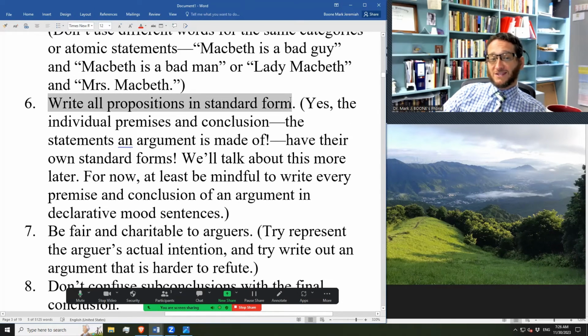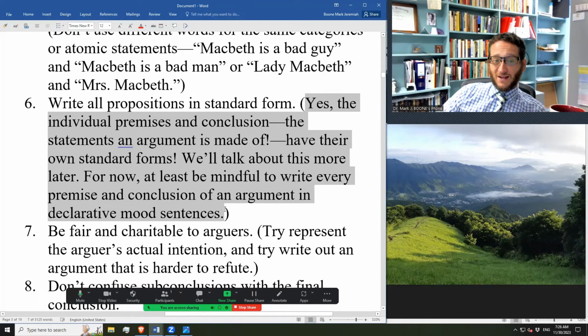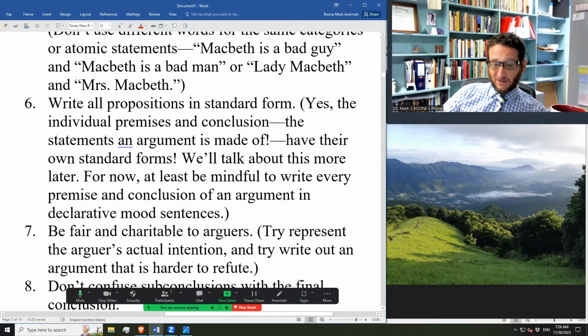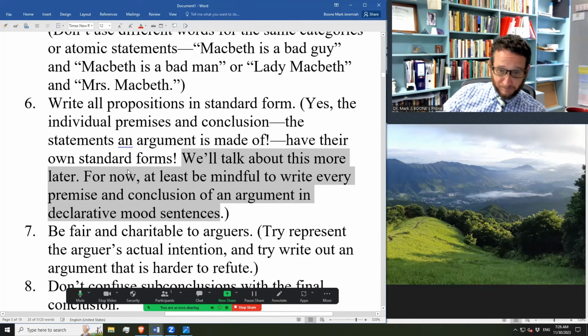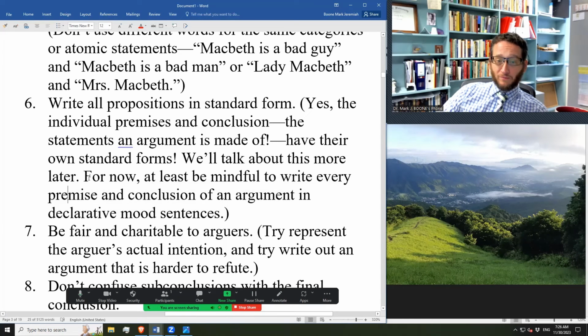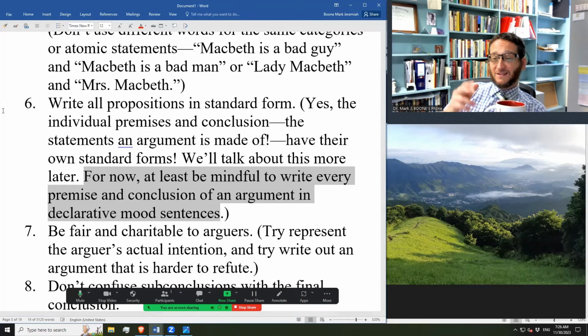Write all propositions in standard form. Next step. Yes, the premises and conclusions the statements an argument is made of have their own standard form, and we talk about this more later. And if we don't get to it much in this series, at least it's in the bigger series, Lessons in Logic, that should by now be fully aired on my channel. For now, though, until you learn details for putting statements into standard form, at least make sure you write everything in declarative mood sentences. No rhetorical questions, no exclamations.